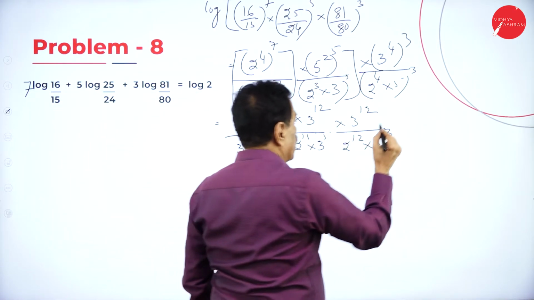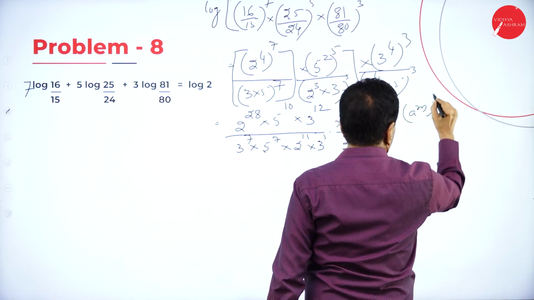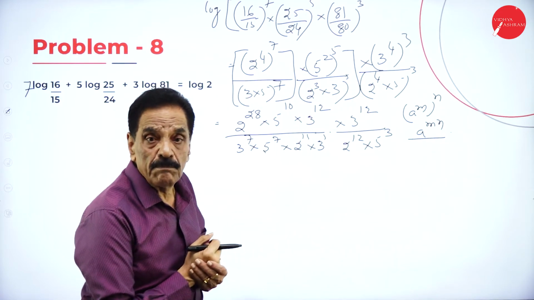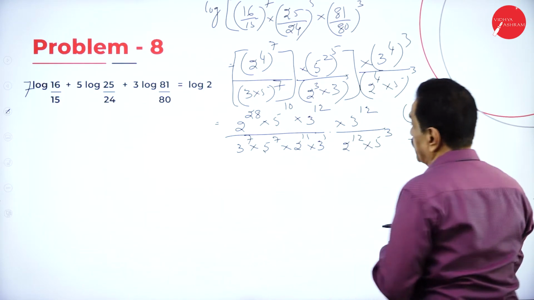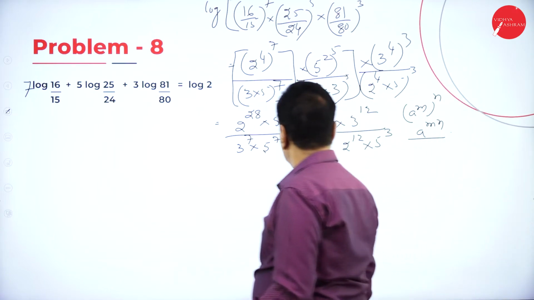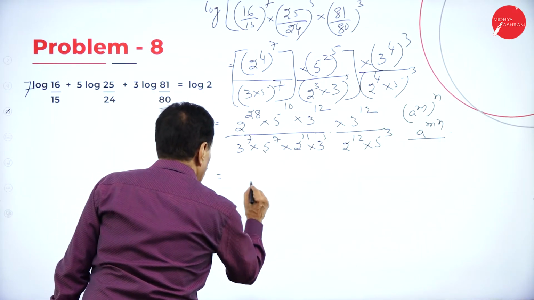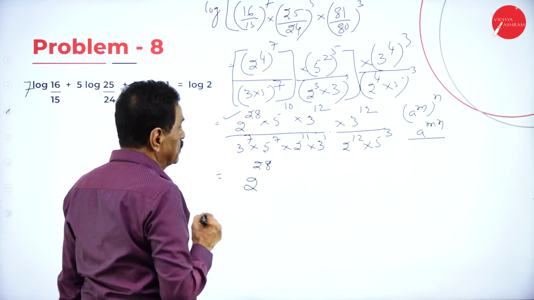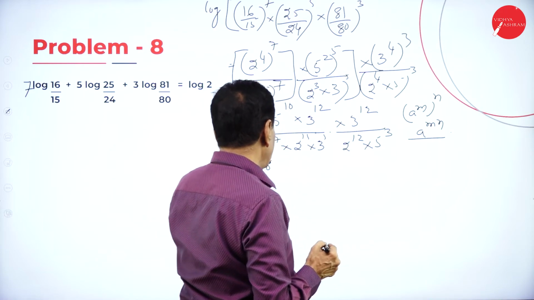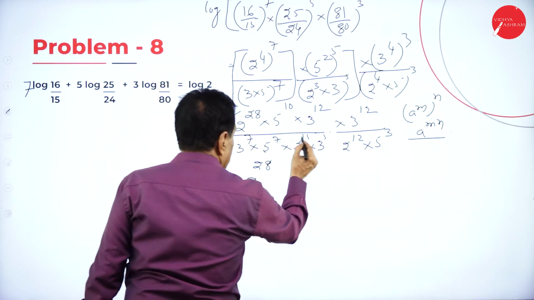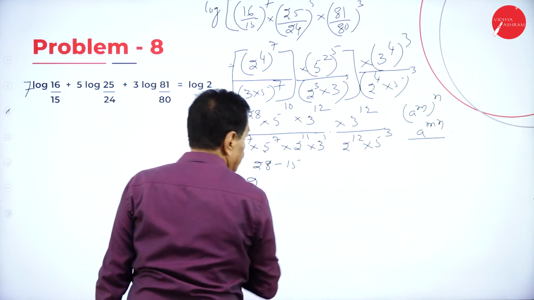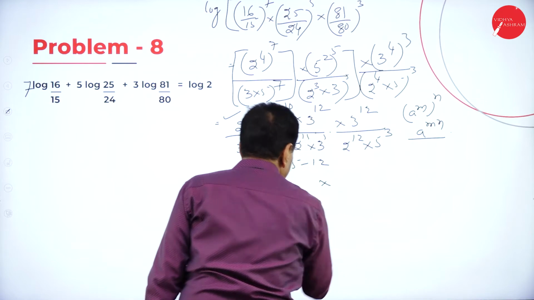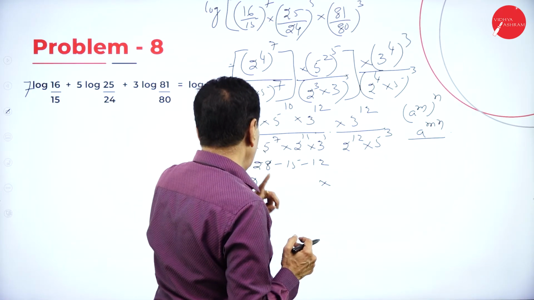This is nothing but the formula a to the power of m to the power of n, we can write as a to the power of mn. Simplify. 2 into 28, I have taken 2. Come back, any 2 is there, 28 minus 15 minus 12. Come back to 3. 3 to the power of 12.